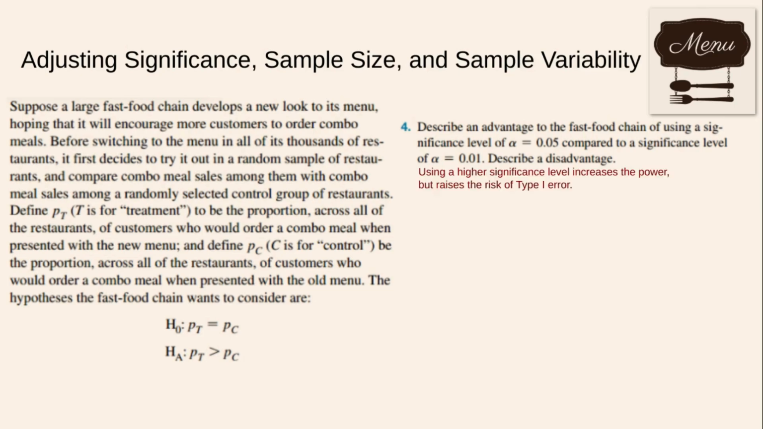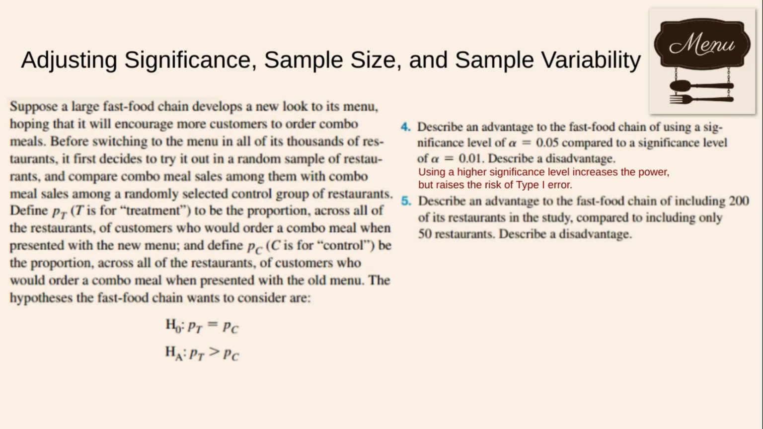Using a higher significance level increases the power, okay? If we make alpha bigger, we're more likely to reject the null hypothesis, but it does raise our risk of type 1 error. If the null hypothesis is in fact reasonable, if we should not reject it, but we do, that is type 1 error. So there are risks involved.